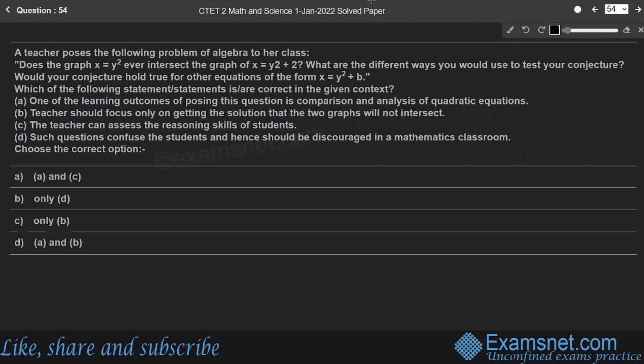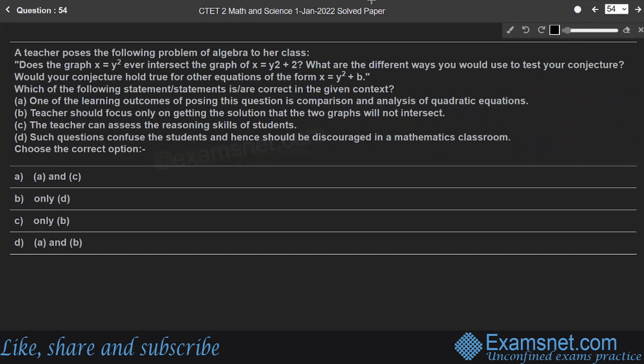Question number 54. A teacher poses the following problem of algebra to her class. Does the graph x equals y square ever intersect the graph of x equals y square plus 2? What are the different ways you would use to test your conjecture? Would your conjecture hold true for other equations of the form x equals y square plus b? Which of the following statements is correct in the given context?